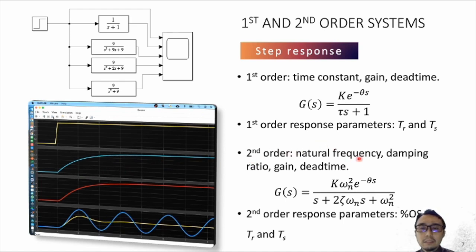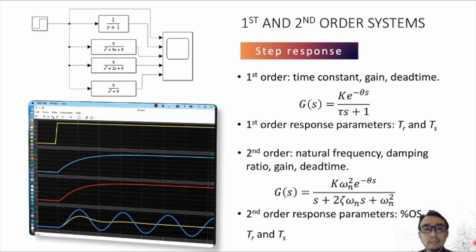For second order systems, there are more parameters, of course, where you have the natural frequency omega n, damping ratio, gain k, and dead time. And for the second order response parameters, as shown here, the red one is the critically damped, the yellow one here is underdamped, and this is the undamped response. And you can plot the second order response and obtain the typical parameters consisting of the overshoot, the peak time, rise time, and settling time. So you should know how to simulate simple systems using Simulink and to obtain the response as shown here.